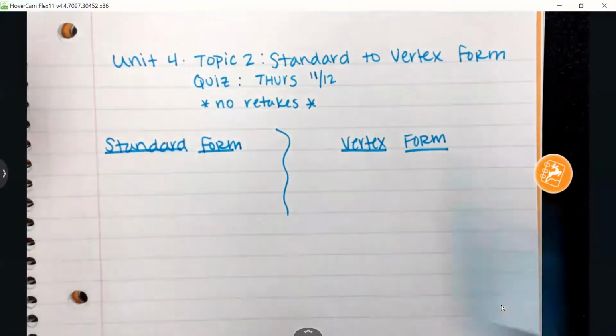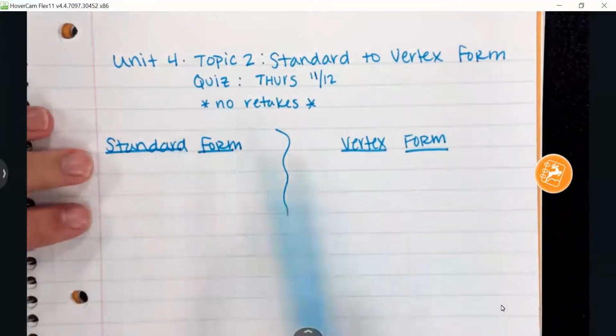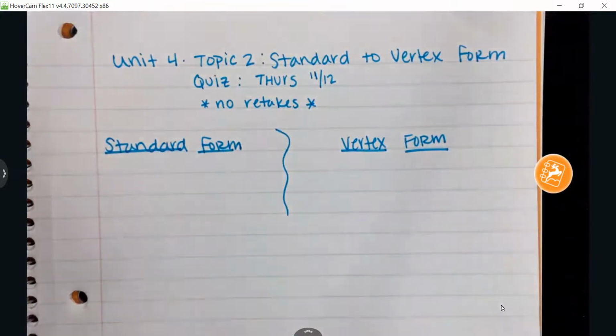All right, here we go. Unit 4, topic 2, standard to vertex form. Standard form, vertex form, you must know the difference. There we go, all caught up now.